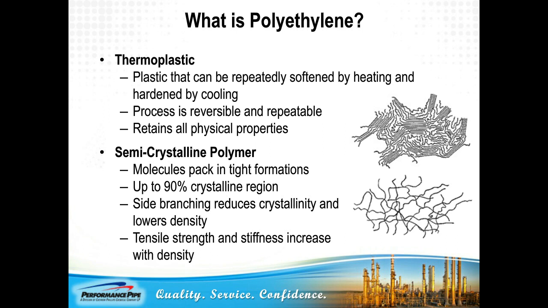Polyethylene is a semi-crystalline material where we have both crystalline regions, as you can see in the top image, and non-crystalline or amorphous regions, as you can see in the bottom image. This makes up the molecular structure of the resin material. Because of their closer packing, the crystalline regions at the top are denser than the amorphous regions. Therefore, polymer or resin density is higher with greater crystallinity. And HDPE resins typically have up to 90% crystalline regions, with the polyethylene material's tensile strength and stiffness increasing with density.